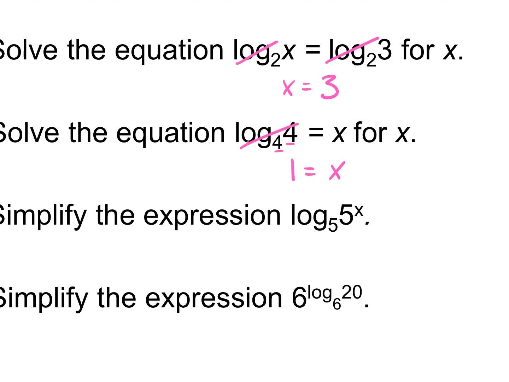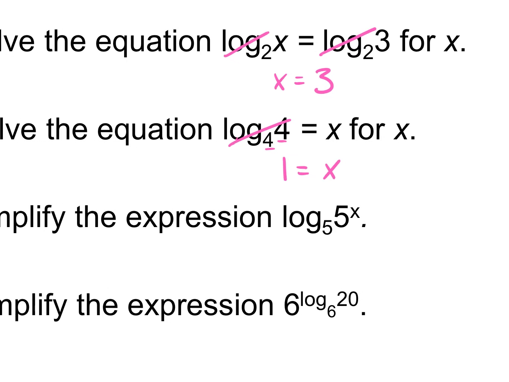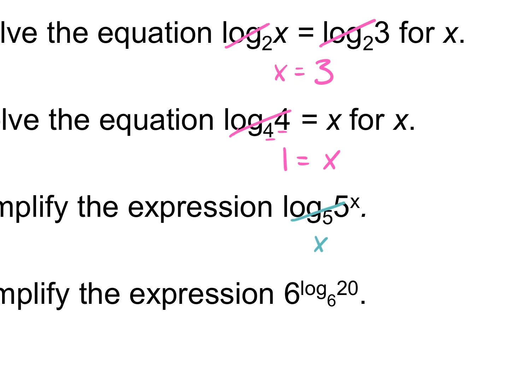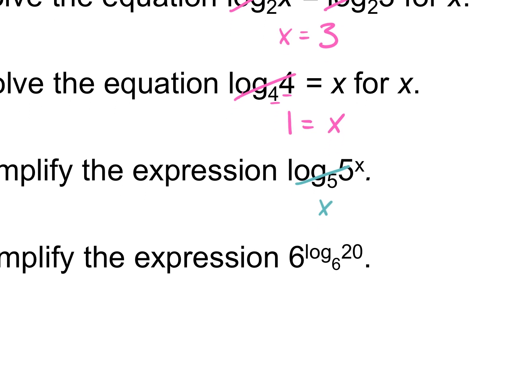In C and D, we're just simplifying. So log base 5 of 5 to the power of X would simplify to what? Just X, awesome. And then in D, we have 6 to the power of log base 6 of 20. What would this simplify to? What do you think? So 6 to the power of log base 6 would cancel. We're just left with 20.